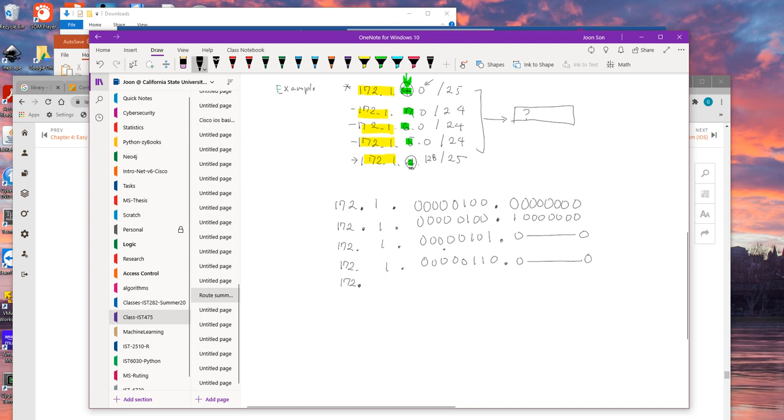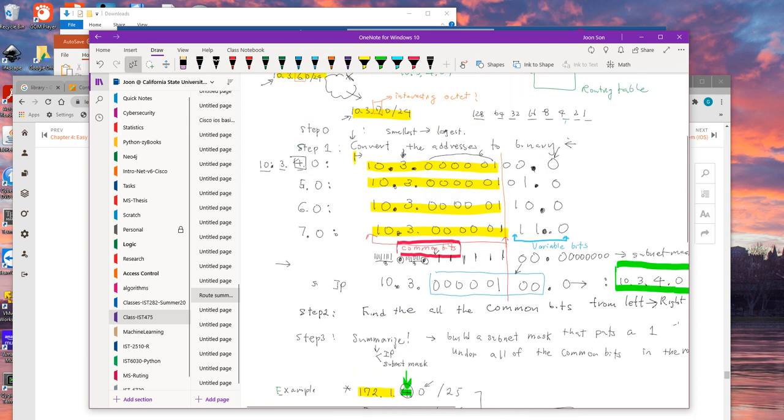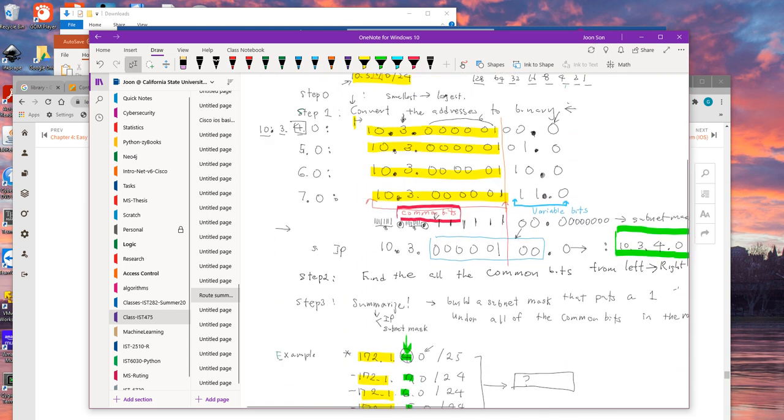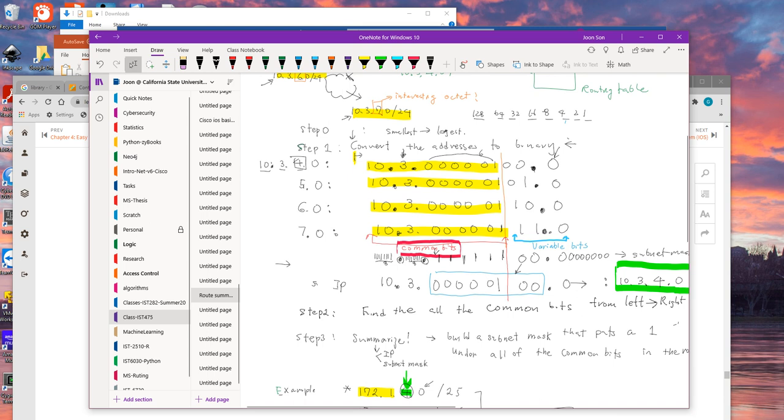172.1.7 is what? 0, 0, 0, 0, 0, 1, 1, 1 dot, right? And 0 and all the way to 0. Okay. So now that's your first step, right? Step number 2 is to find all the common bits, right? From the left to right. So you have to identify the common bits and the variable bits, right?